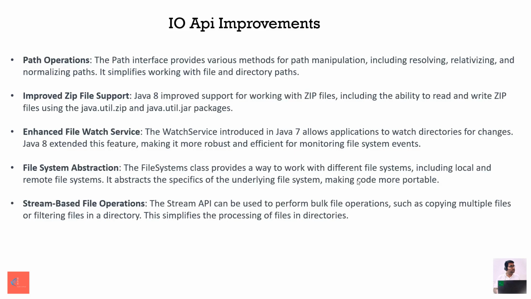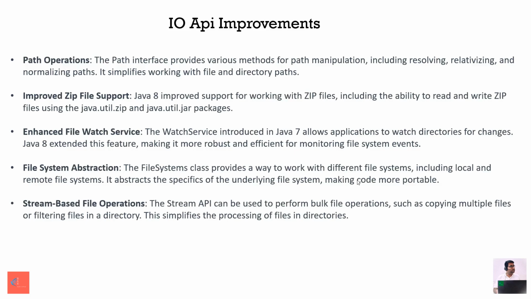Java 8 extended this feature, making it more robust and efficient for monitoring file system events. The FileSystem class provides a way to work with different file systems, including local as well as remote file systems. It abstracts the specifics of the underlying file system, making code more portable. The Stream API can be used to perform bulk file operations such as copying multiple files or filtering files in a directory. This simplifies the process of handling files in directories.